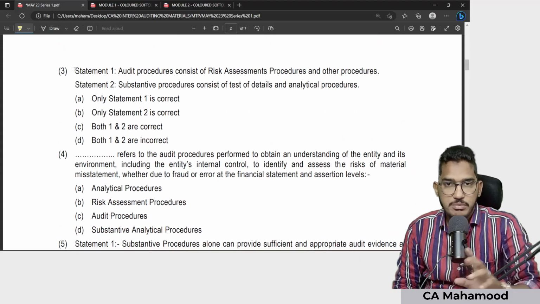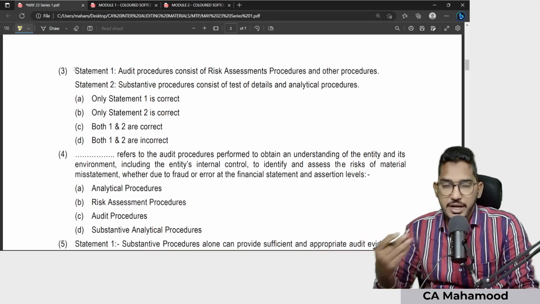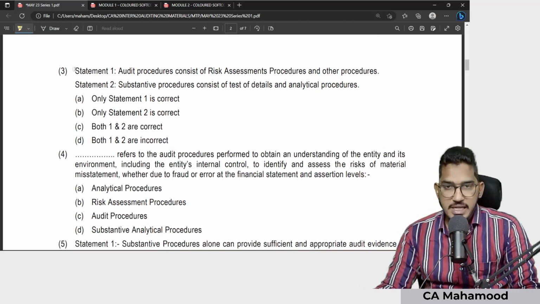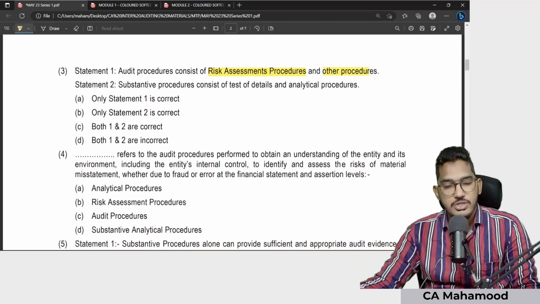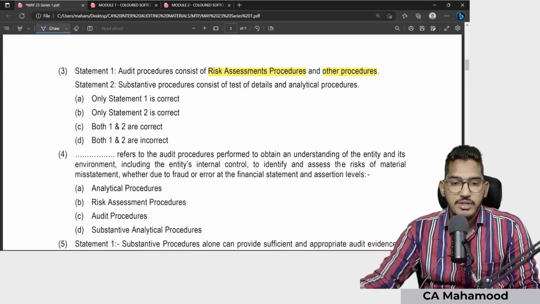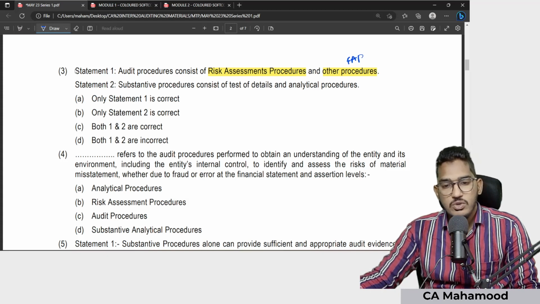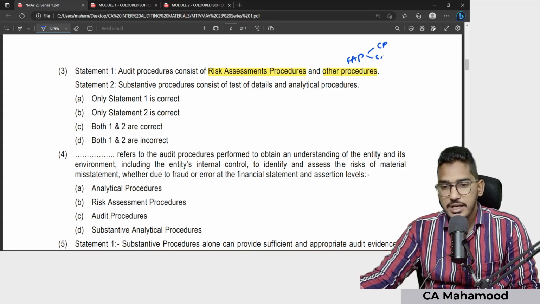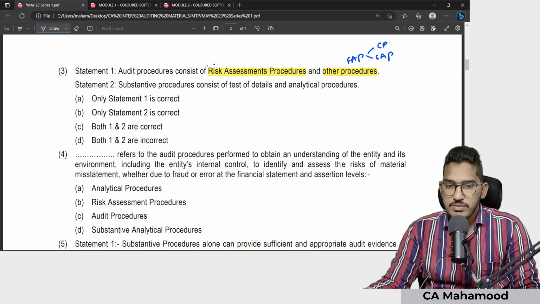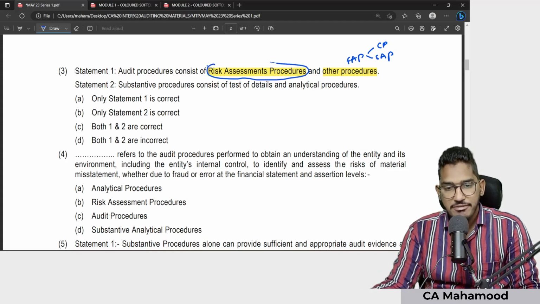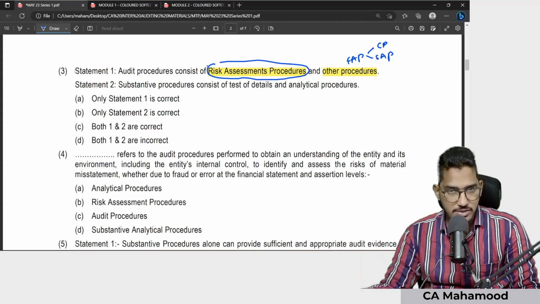Now let us come to question number 3. They are giving two statements. We have to find out which statement is correct. Statement 1, audit procedures consist of risk assessment procedures and other procedures. When I say other procedures, they are referring to further audit procedures, which includes compliance procedures as well as substantive audit procedures. So is this statement correct? Yes. Why? Because audit procedures will contain risk assessment procedures also and further audit procedures or other audit procedures also. So statement 1 is correct.